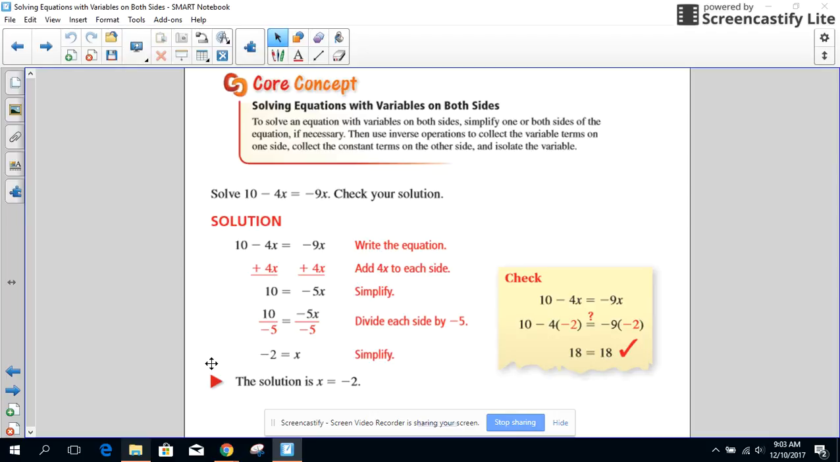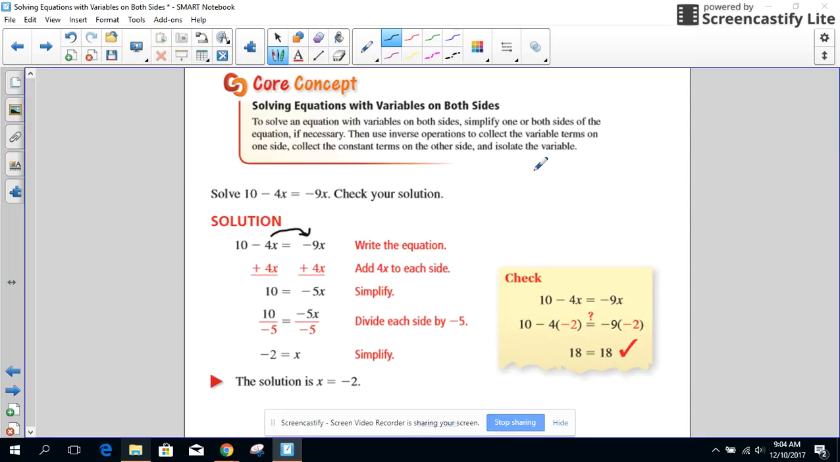The recommendation is when we are faced with a problem that has variables on both sides, our first goal should be to identify the side to which we would like to move the variables. In this particular example, you will notice that the person solving has opted to move the variable from the left-hand side to the right-hand side. And in order to do that, you must do the opposite. So the opposite of subtracting 4x would be to add 4x to both sides.